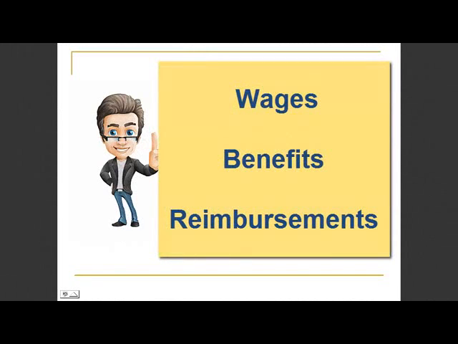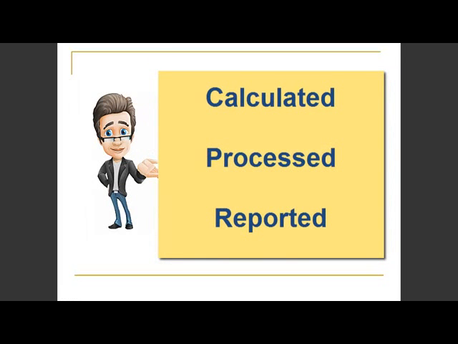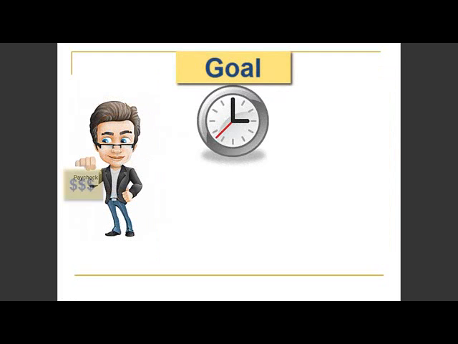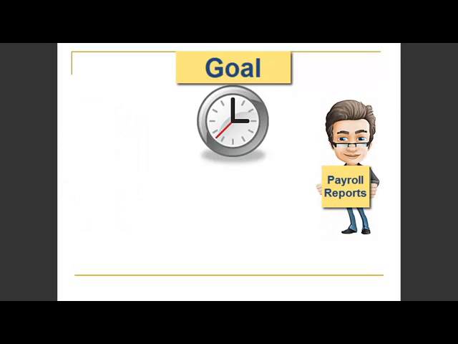Earnings come from various sources, such as wages for work performed, benefits such as vacation pay, and reimbursements such as mileage expense. How these earnings are calculated, processed, and reported is dependent on setup. The goal, of course, is to create accurate, timely paychecks and to comply with taxes and payroll reporting entities, including your own company.